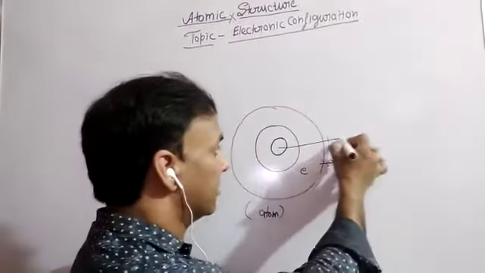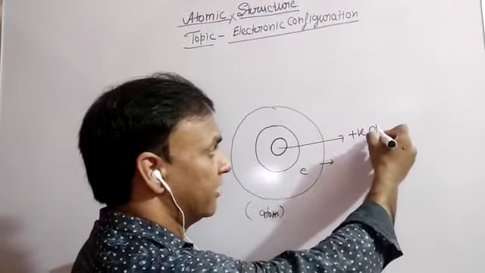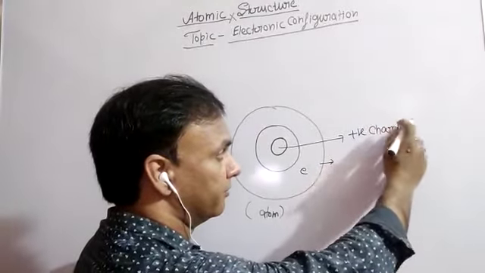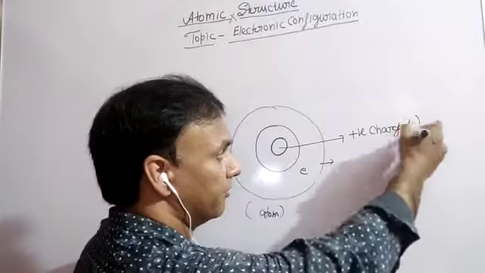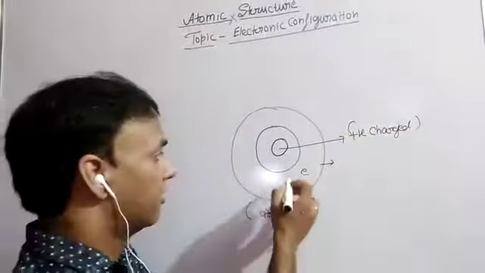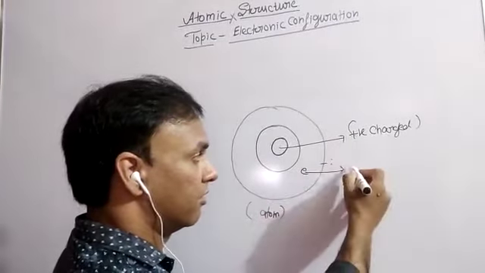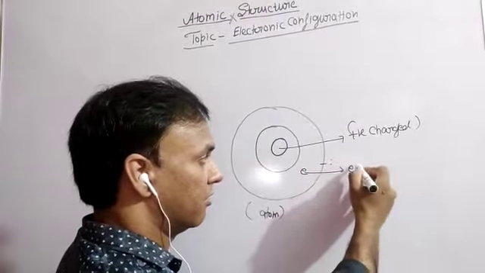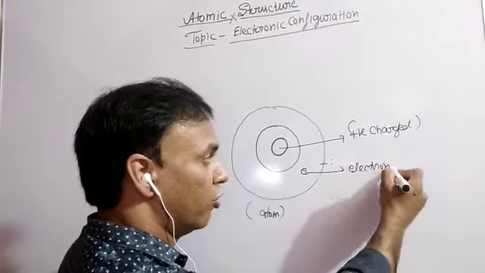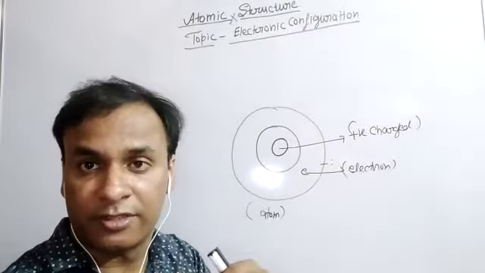The first part is the positively charged part, the nucleus, and the electron revolves around it in circular orbits.